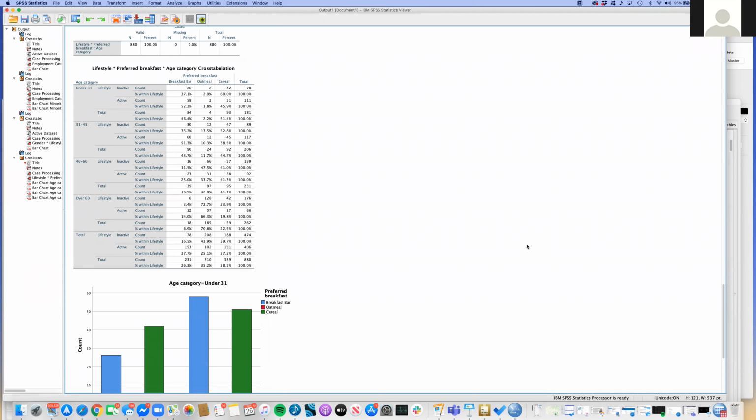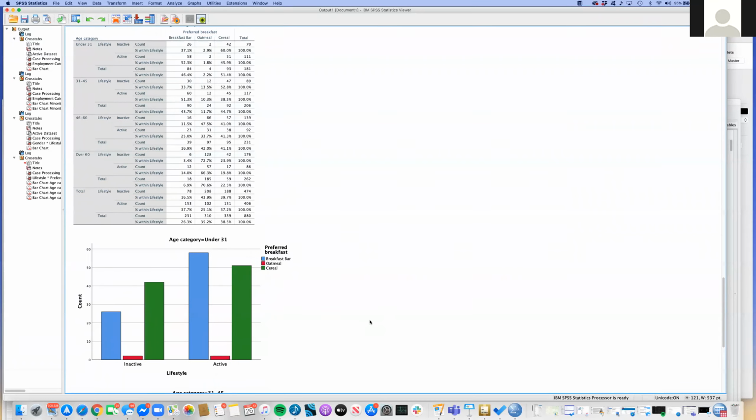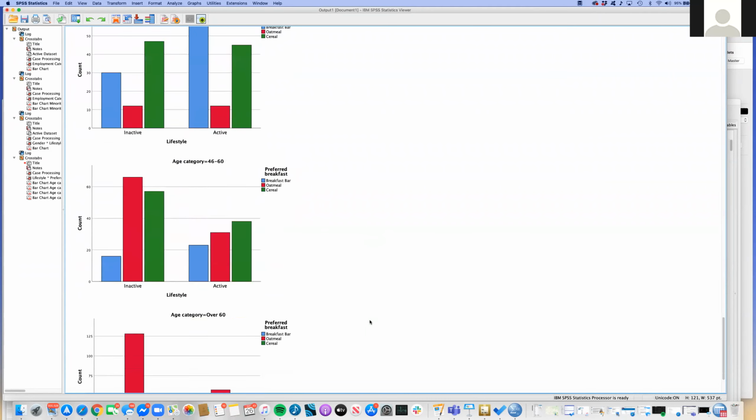Not like the 60s though. Yeah, not like the 60s. The over 60s, that's all they eat. The older you get, the more you appreciate oatmeal. There you go. So when you're young, under 31, it doesn't matter what your lifestyle is, you don't typically like oatmeal. Yep, and you see that here in this chart. I think about it as, oatmeal takes time to cook, so when you're under 31, you're in that rush mode.